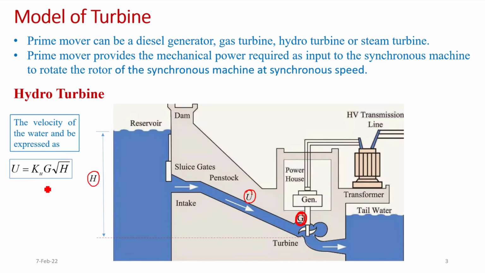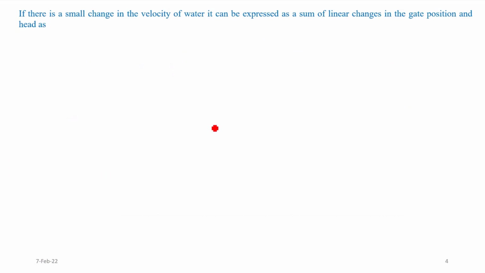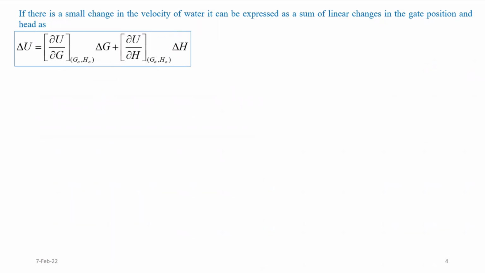This is an empirical formula, an empirical equation derived through experiment. U is equal to Ku G square root H. H is your head, G is your valve opening, and Ku is your proportionality constant. Okay. Now, if there is a small change in the velocity of water, it can be expressed as the sum of linear changes in the gate position and the head, as this.